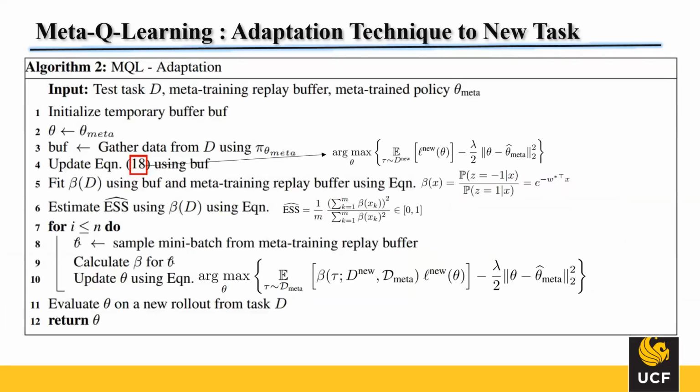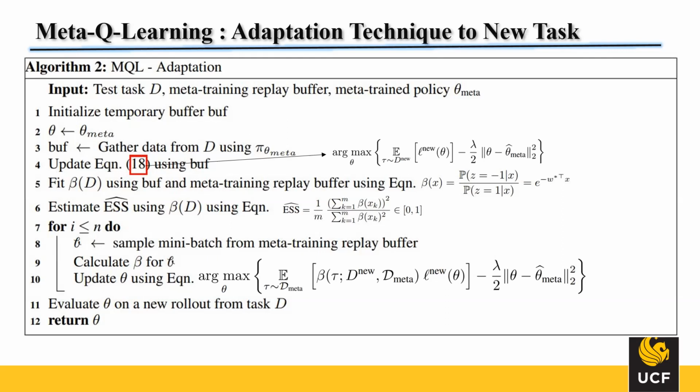We can now discuss algorithm 2, that is the adaptation phase. We have the new test task T. We have a meta-training replay buffer, and we have a meta-trained policy, theta_meta. With this theta_meta, we gather some data from the test task, so we now have a replay buffer for the test task. With this replay buffer, we first do the first phase of adaptation, that is, we optimize our new learning with the penalty term. Then for the second phase, we calculate beta through a logistic classifier, and we calculate the ESS through the beta calculation using these equations.